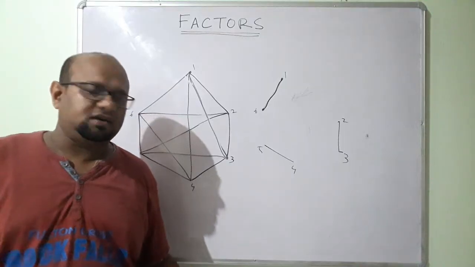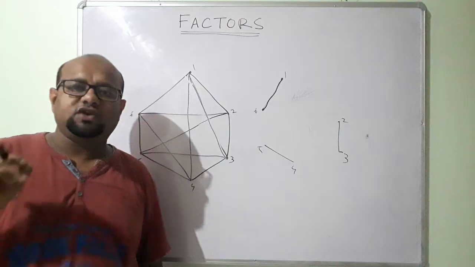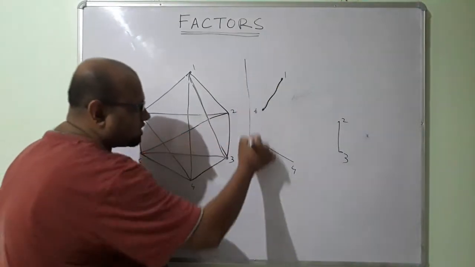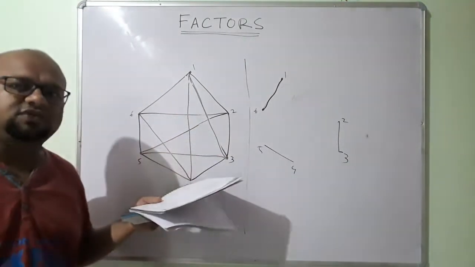So this is a perfect matching. This is a one factor, all the vertices are there, so it is spanning, and each vertex has a degree equal to 1. So this is a one factor. We already talked about this, that a one factor is a perfect matching. So this is also a perfect matching of this graph.